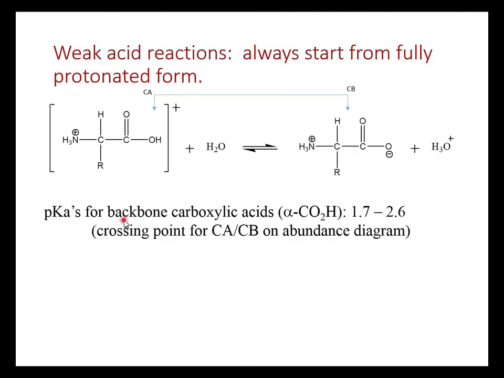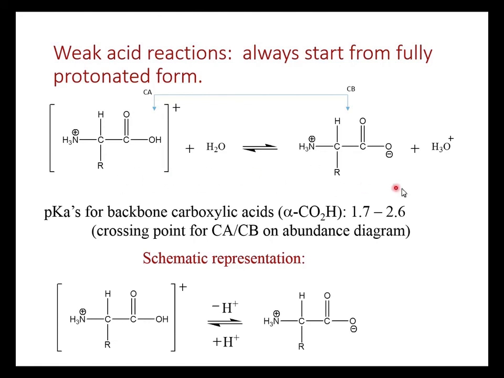And the way we know which group is going to lose its H plus first is that we can look up the pKa for the various groups. And the pKa's for backbone carboxylic acids, also denoted alpha CO2H, range from 1.7 to 2.6 across the 20 amino acids that we're looking at in this course. That pKa controls the crossing point for this conjugate acid-conjugate base pair on an abundance diagram. So that's a little hint about drawing abundance diagrams that you're going to need later.